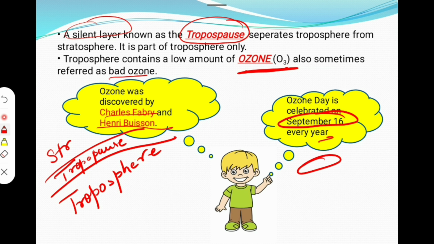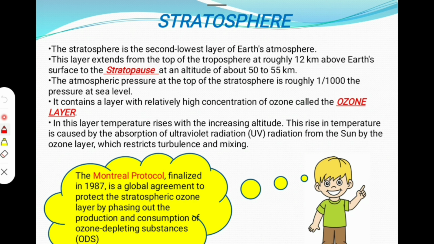The ozone hole has formed. Okay, and now all the countries all over the world have signed the Montreal Protocol. Remember, Montreal Protocol. Yes, over here, Montreal Protocol in 1987. It was signed by all the countries around the world to reduce the production and consumption of ozone depleting substances. Okay, so remember this thing also.